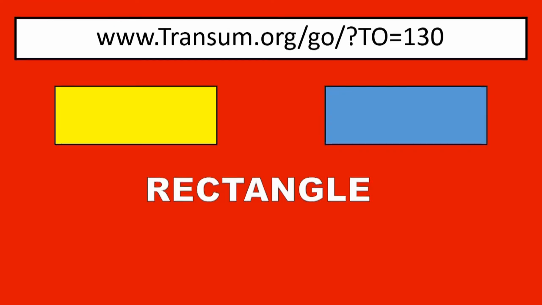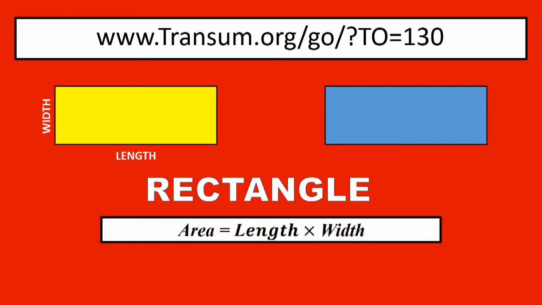So that is how you find the area of a rectangle. You multiply the width by the length. And that's a formula that we have for the area of a rectangle. The length times the width, or the width times the length. Of course, it doesn't matter which way round you do multiplication. You'll always get the same answer.